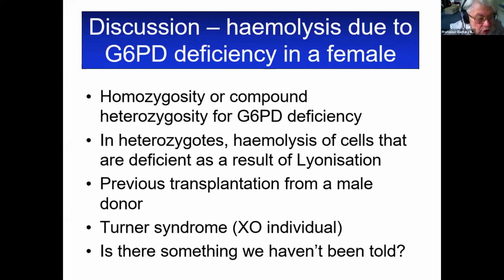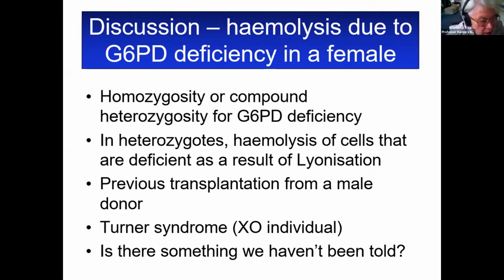In heterozygotes, you can get hemolysis because in any one cell, one of the X chromosomes is inactivated, and this is called lyonization. And if you inactivate the X chromosome with the normal G6PD gene and you leave the defective one there, then that cell will be prone to hemolysis. And as this is a random process, on average, you'd expect about 50% of cells to express the deficient gene, but that can be quite variable.